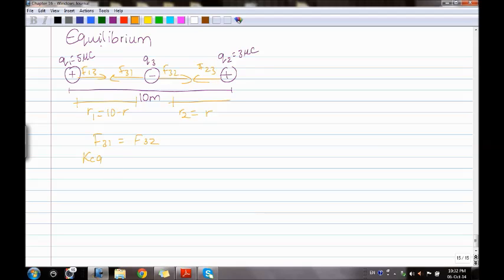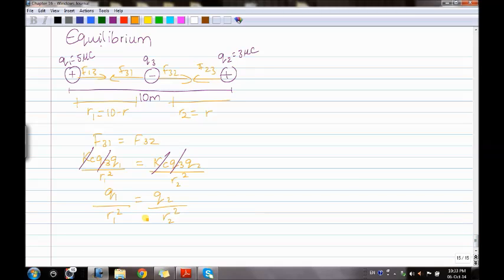So KC Q3 Q1 over R1 squared equals KC Q3 Q2 over R2 to the power of 2. Okay, so we'll cancel out the KC's and the Q3 and the Q3. So what would be left is Q1 over R1 squared and Q2 over R2 squared.